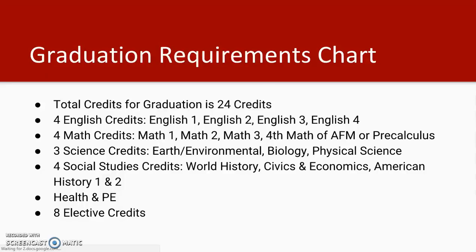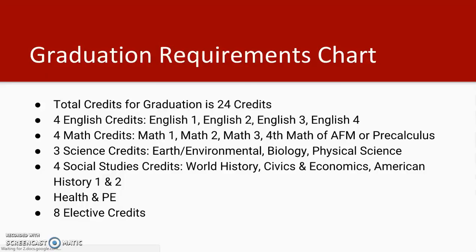Everyone needs 4 Social Studies courses, which are World History, Civics and Economics, American History 1, and American History 2. Students may choose to replace American History 1 and 2 with AP United States History, but if this option is chosen, you must also complete an elective Social Studies course from an approved list.